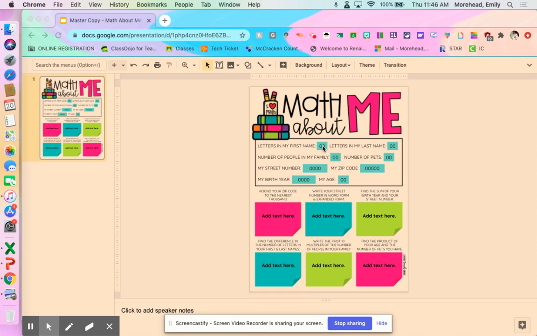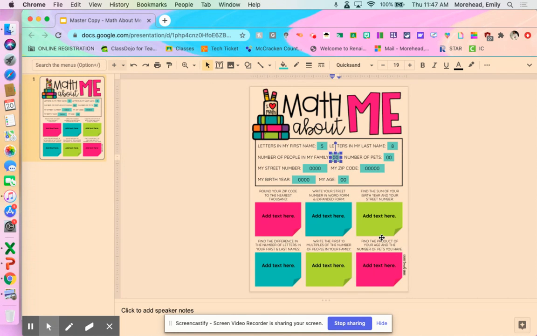My first name is Emily, and that's 5 letters. So I'm going to click right here to edit this document. I'm going to delete, and I'm going to put the number 5. Now, for your last name, my last name is Moorhead, and that has 8 letters, so I'm going to put in the number 8.